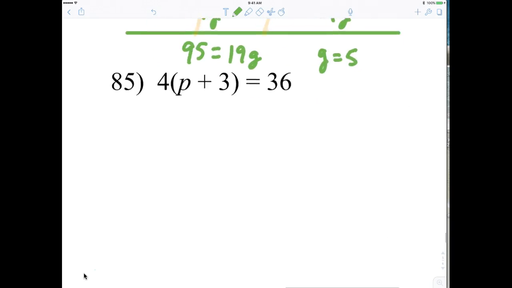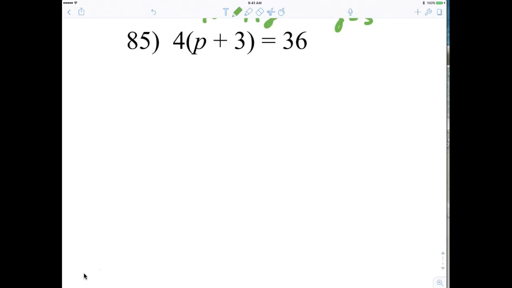All right? Now let's look at 85. Could we distribute on 85? Yes, but there's an easier way. What could I do first?